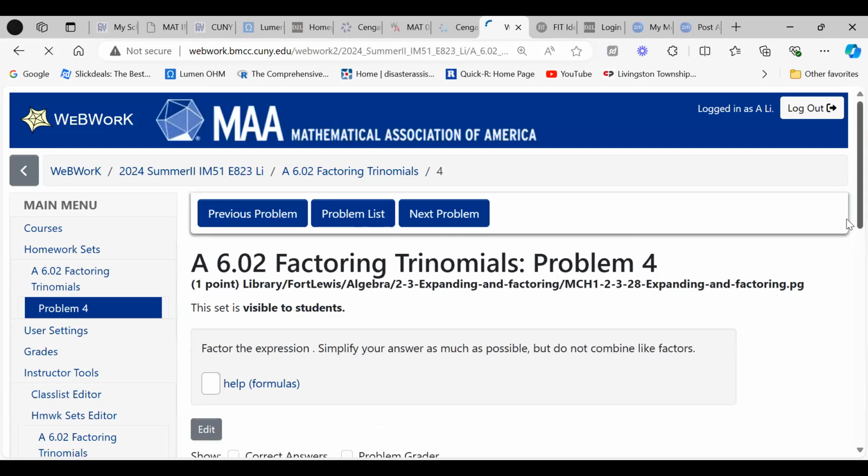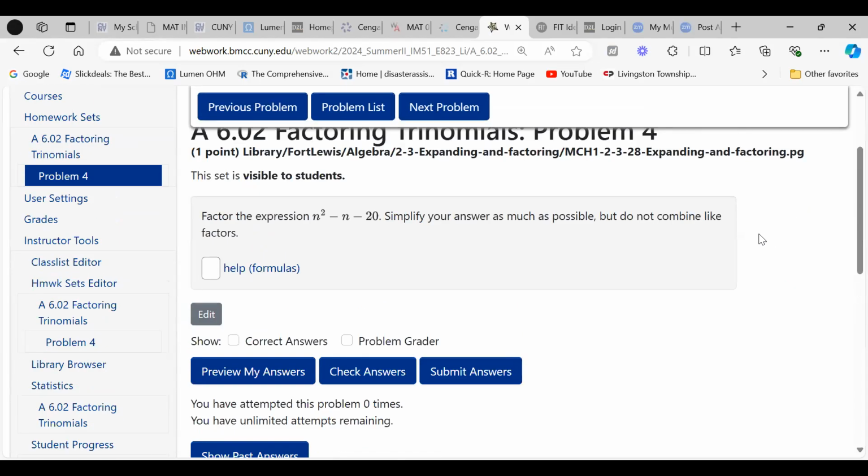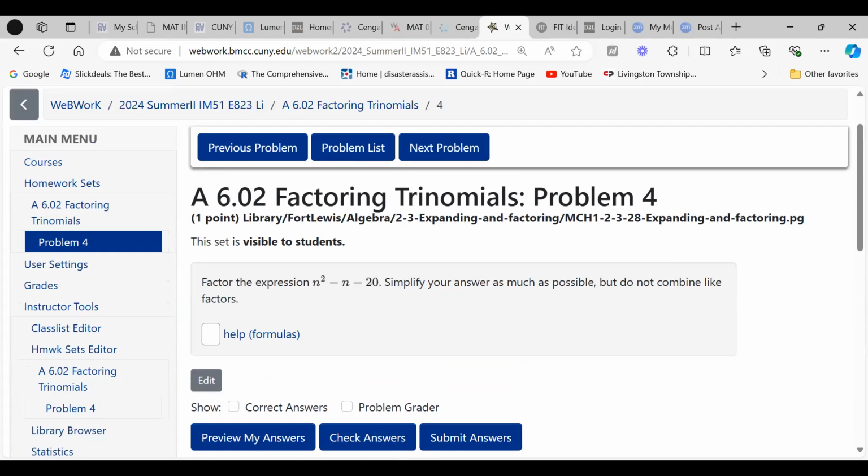Now let's see. Factor this. Yeah, you try this really quickly. It could be different variables, but it doesn't matter. You just factor it like x, just like that.